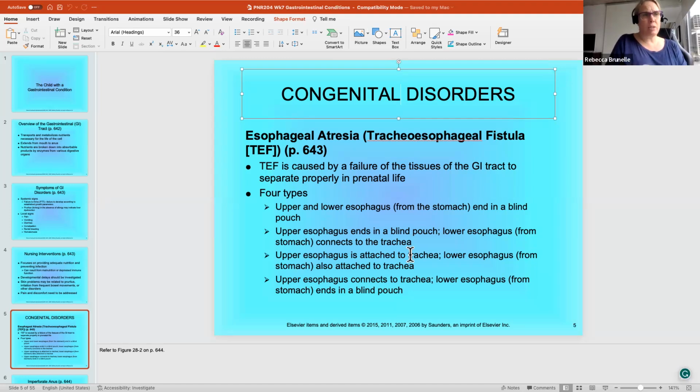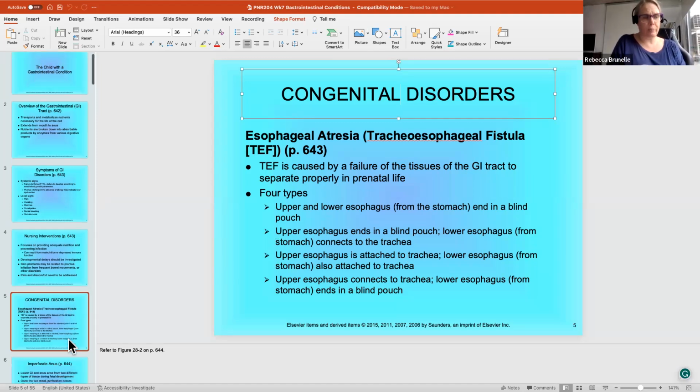So it develops into different types. You don't need to know all the different types. You just need to know that you're born with it. It's a problem with your esophagus, and it normally presents with coughing and sputtering. So when the baby tries to eat, since the milk doesn't go into their stomach, it falls into their lungs and they cough and they sputter when they try to eat.